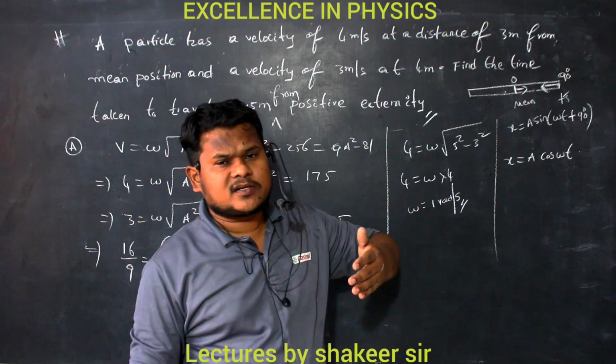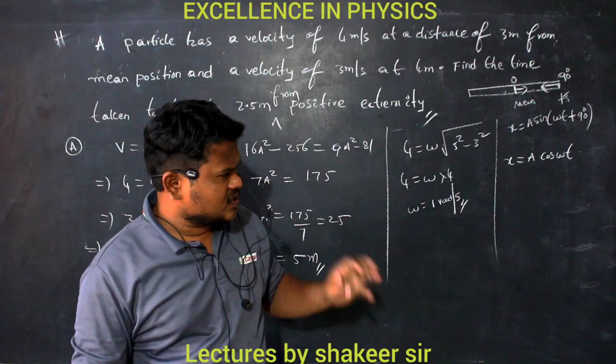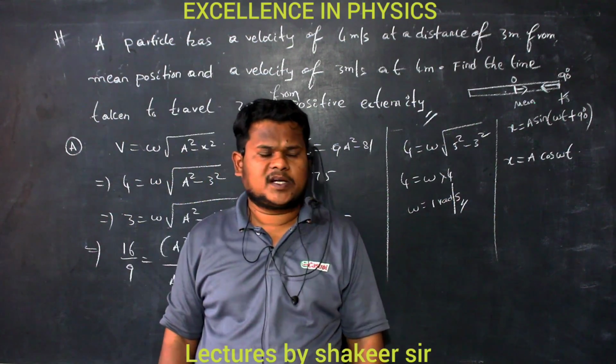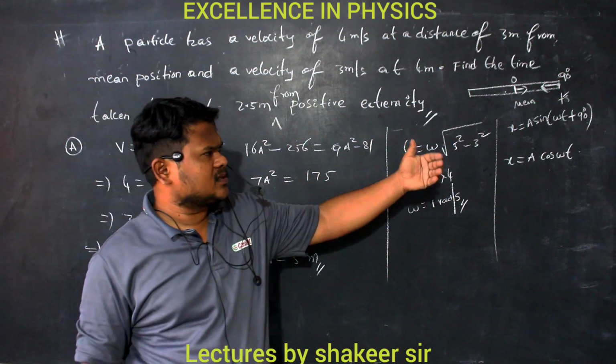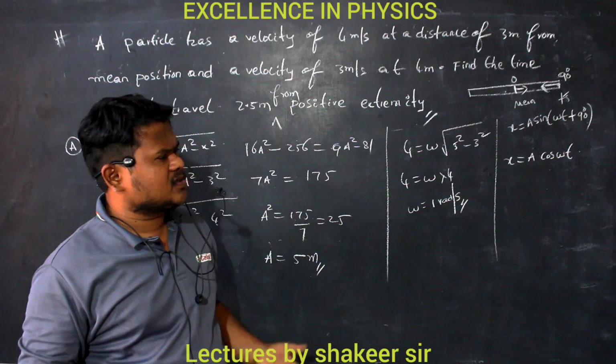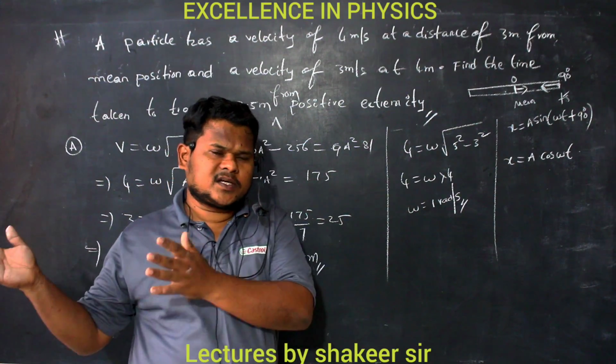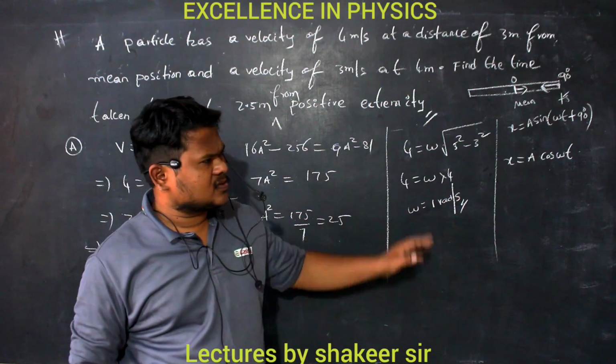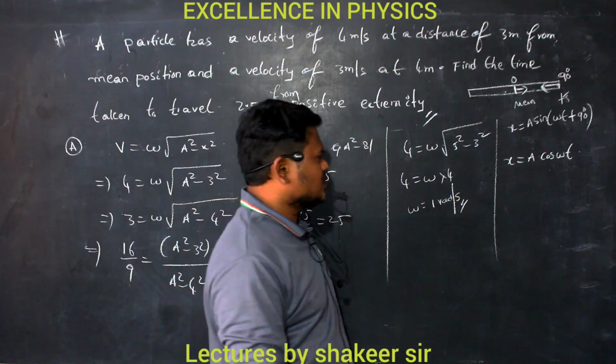Then what is the position from the mean position? The position of the particle, we always have to take from the mean position only. Clear? So from the mean position, what is the displacement? From the mean position also it is 2.5 only, because from the extreme position if it is 2.5, from the mean position also it will be 2.5, because the total amplitude is 5. Clear?